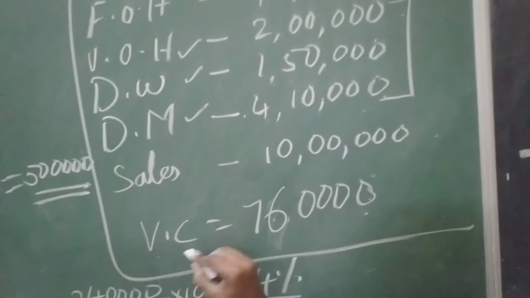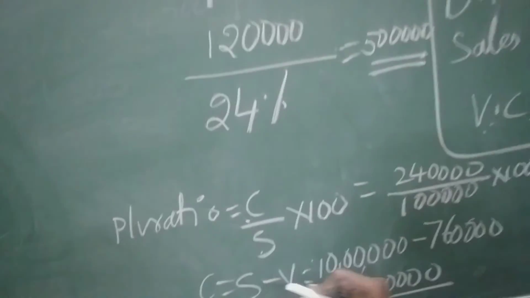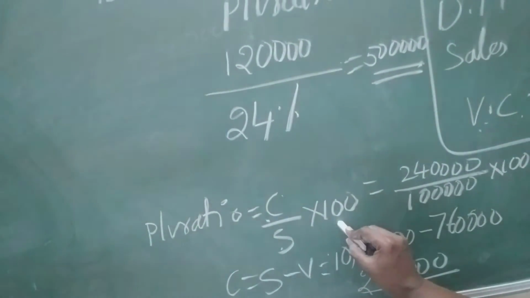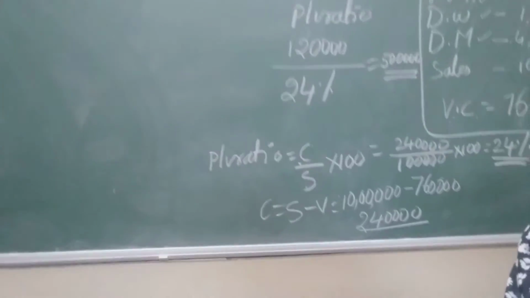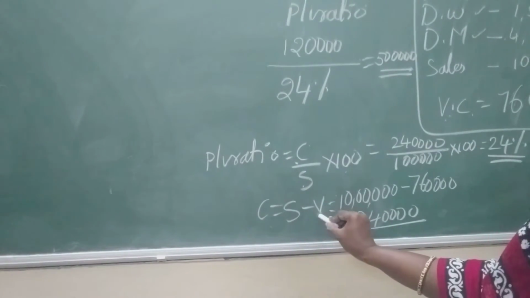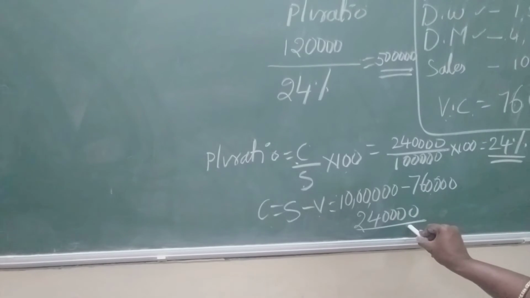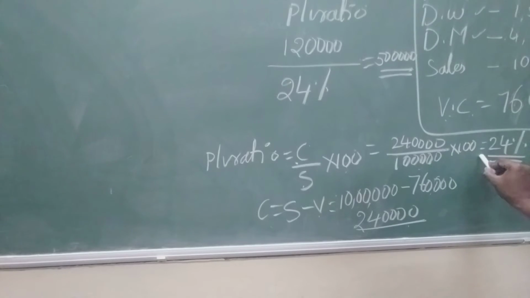This is the variable cost. So we are calculating PV ratio. What is the PV ratio formula? C by S into 100. So we should calculate C. See how we are calculating C. C is equal to S minus V, that is 10 lakhs minus 7,60,000. If you do, you got 2,40,000. So 2,40,000 divided by 10 lakhs, if you do, you got 24%.